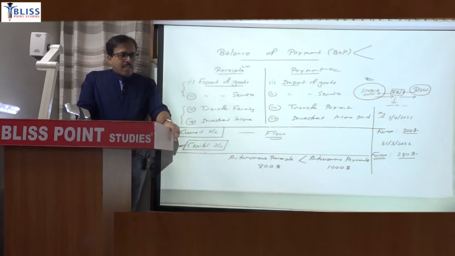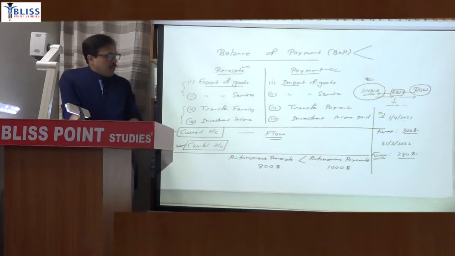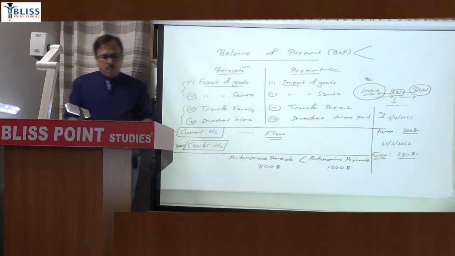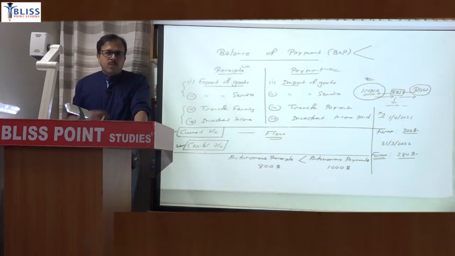That is why it is said that BOP deficit or surplus is determined only by autonomous transaction. Underline that line. Is determined only by autonomous transaction, because it is only autonomous receipt and payment that determine whether there is deficit or surplus.